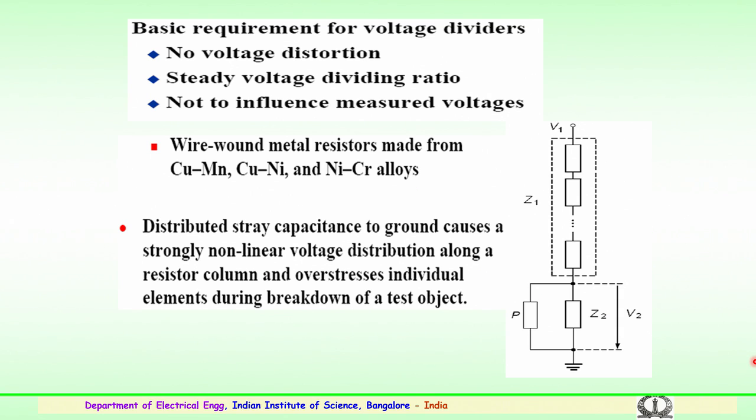The basic requirements for voltage dividers which are used for measurement: no voltage distortion should happen, there should be a steady voltage dividing ratio, and this should not influence the measured voltages. For that, wire wound or metal resistors made from copper magnesium, copper nickel or nickel chromium alloys are generally used. And here the distributed stray capacitances, from the divider to metallic objects, to the tower, to the ground, or any other source have to be avoided. This stray capacitance to ground causes a strongly non-linear voltage distribution along the resistor column, and individual elements, that is the number of units which are connected, will be overstressed. So we have to reduce this, and suitably the distribution should be uniform.